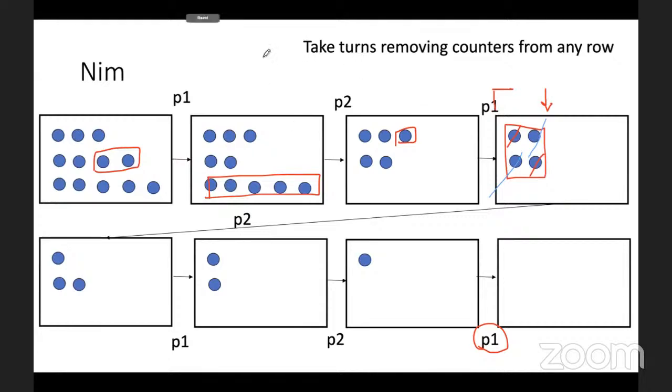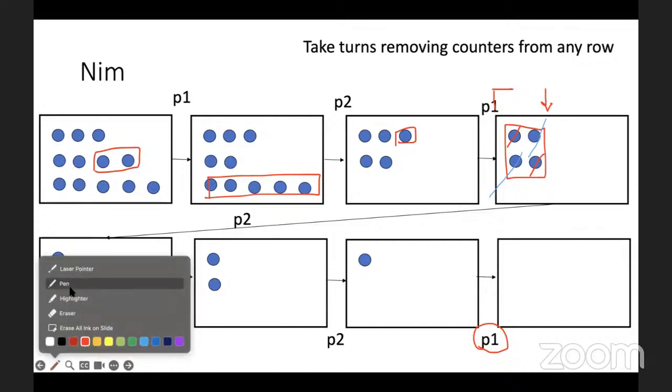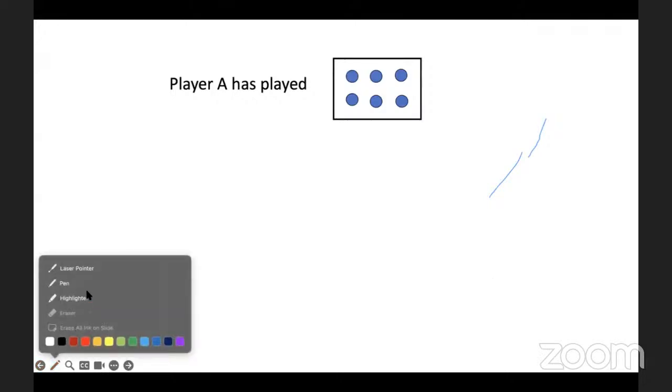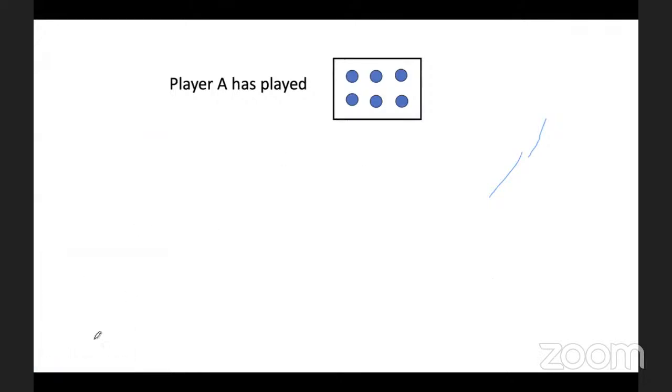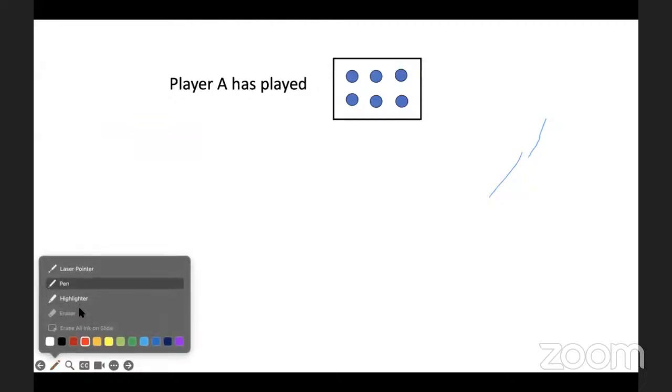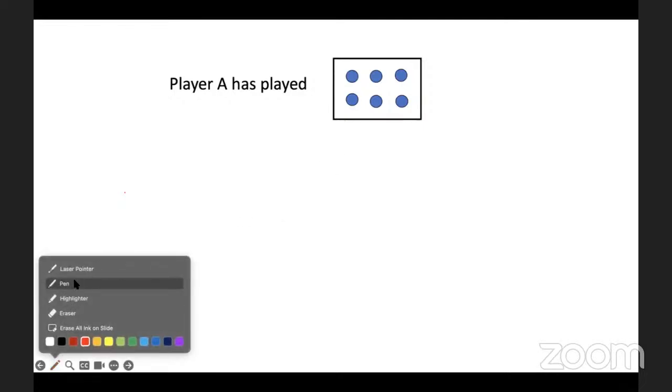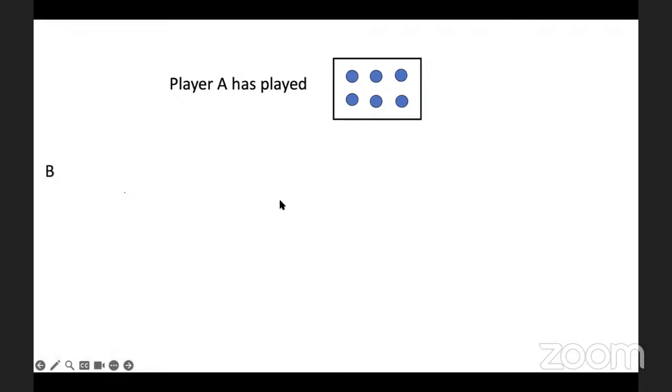All right. Okay. So, okay, so let's pretend that this is a board. And this is the board state after player A has played. Okay, if that's the case, let's actually run through everything that could happen.